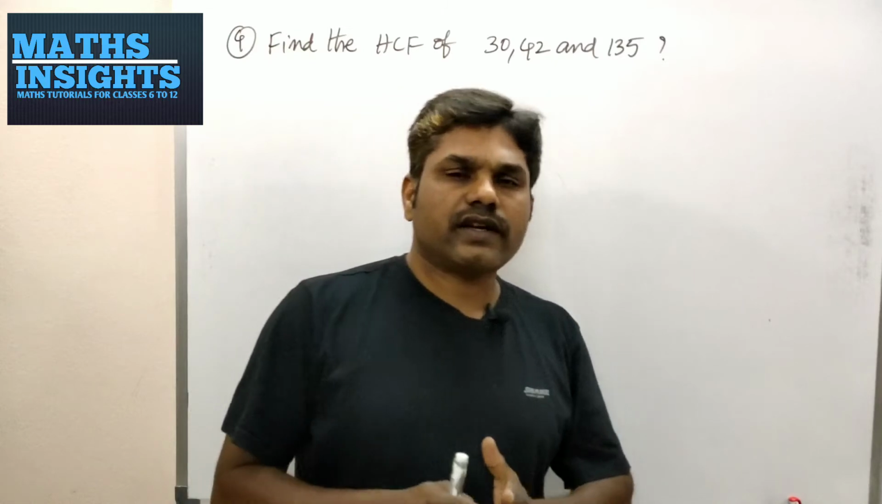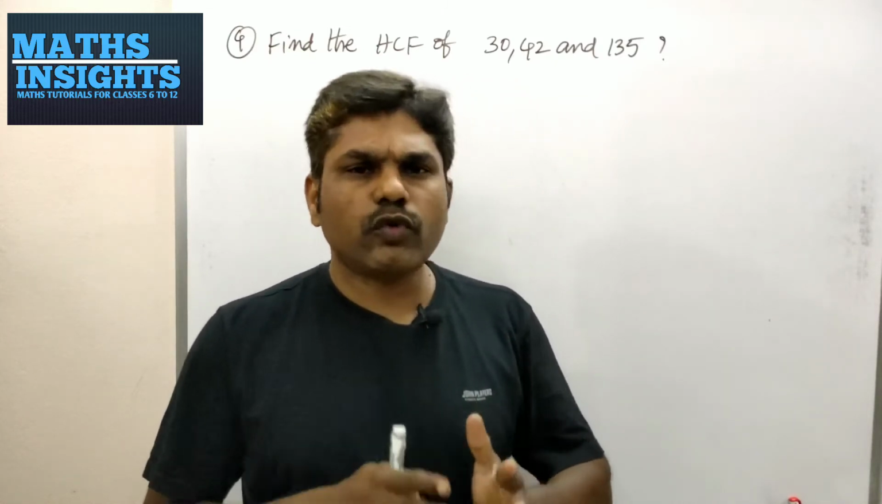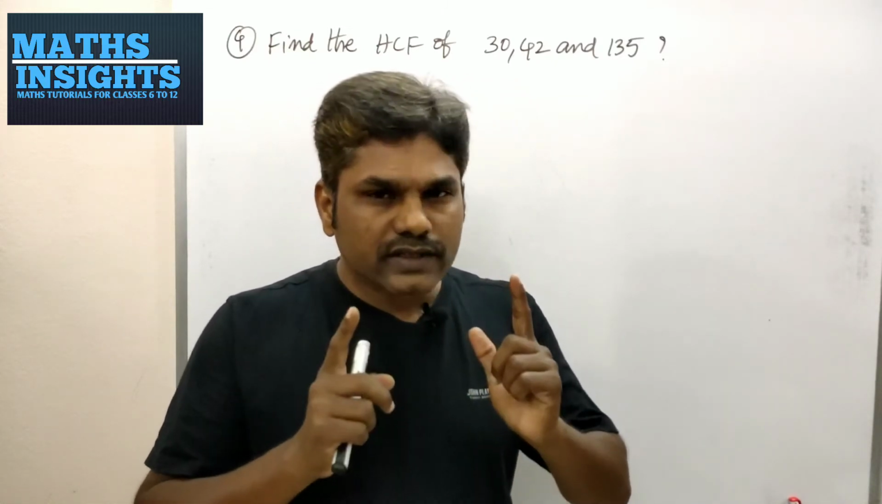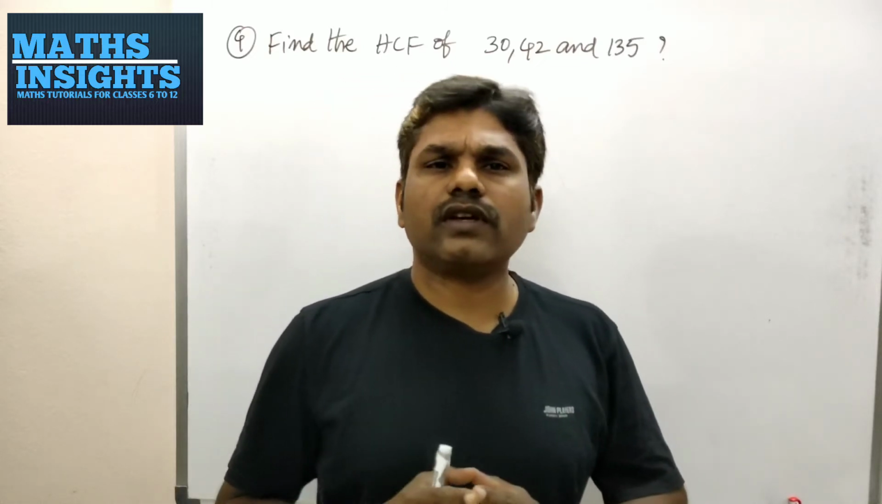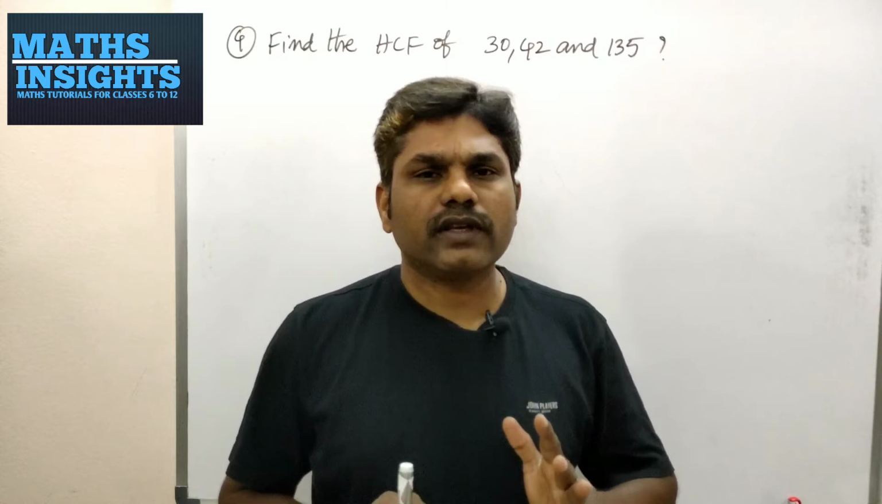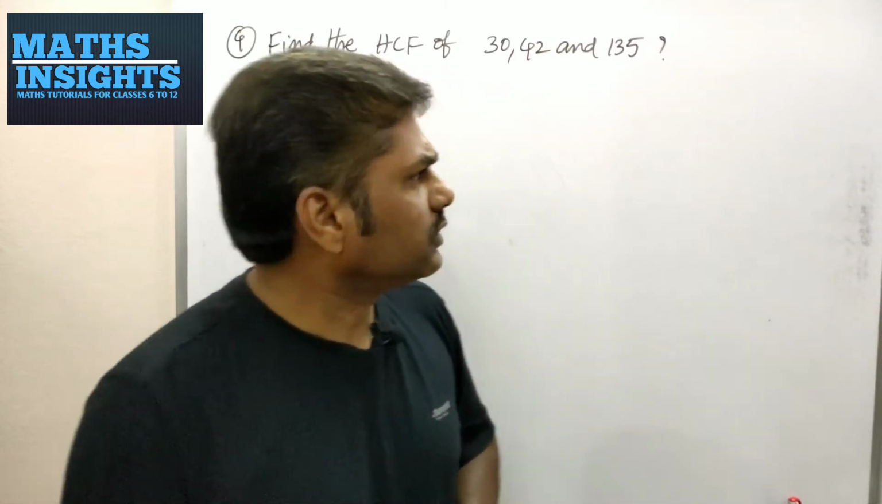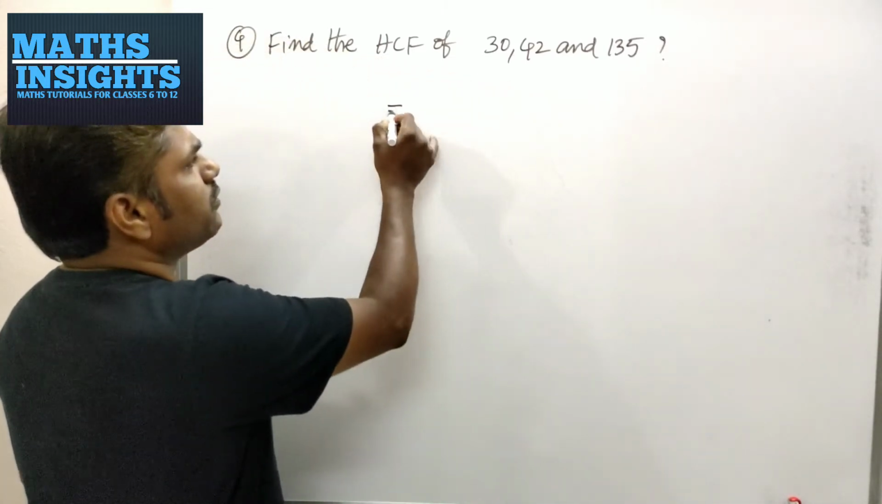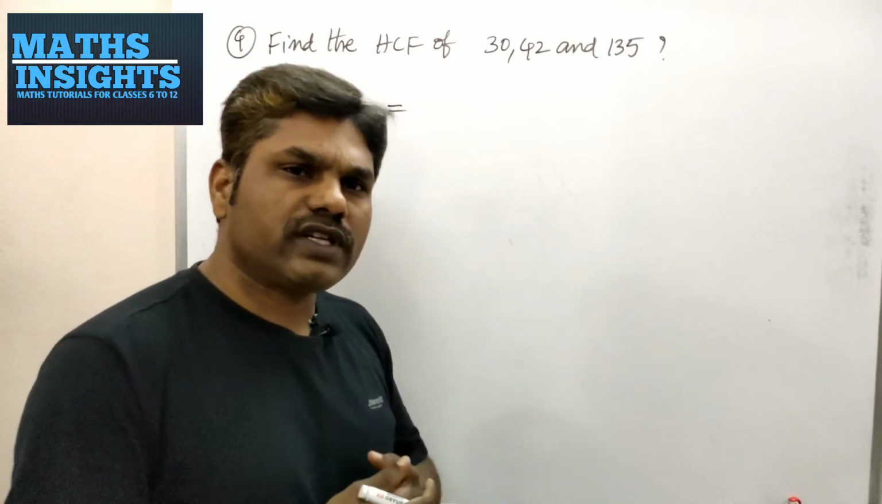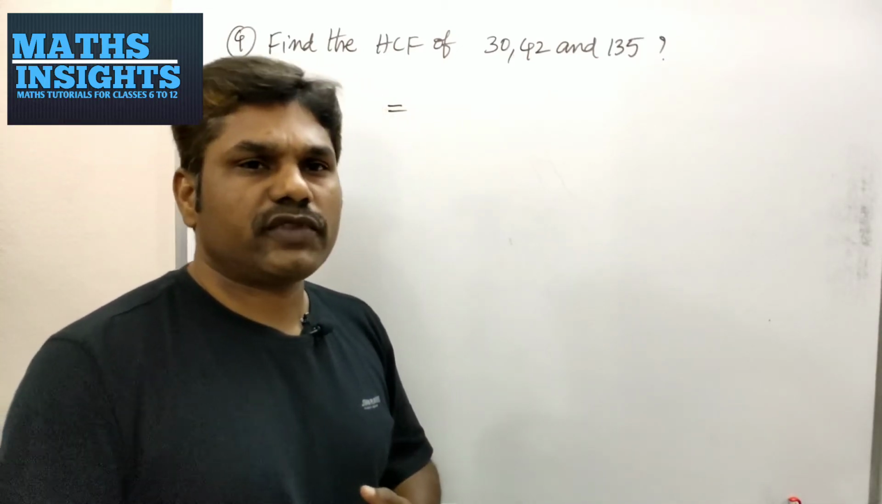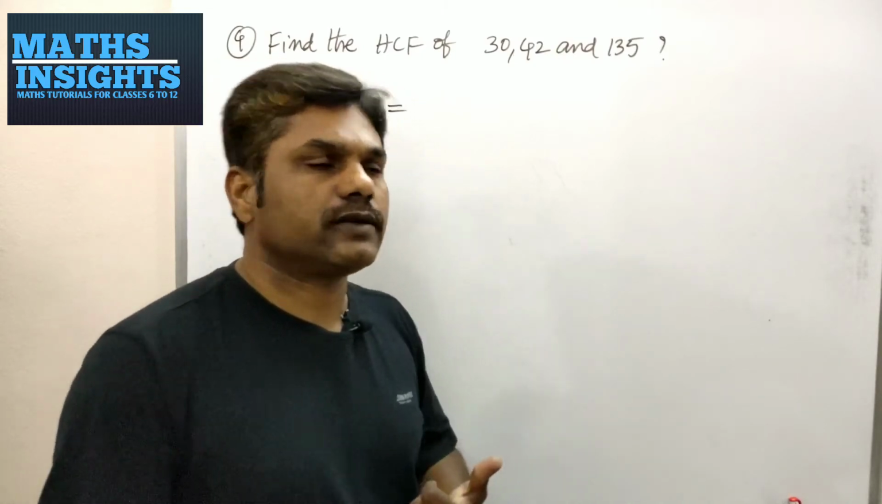For clear understanding, I am taking one more problem to find the HCF of the numbers. See, whatever the numbers may be, the method is the same. What I said, the division method and the prime factorization method. Now I am doing it in the prime factorization method. Why? Because we didn't do that.